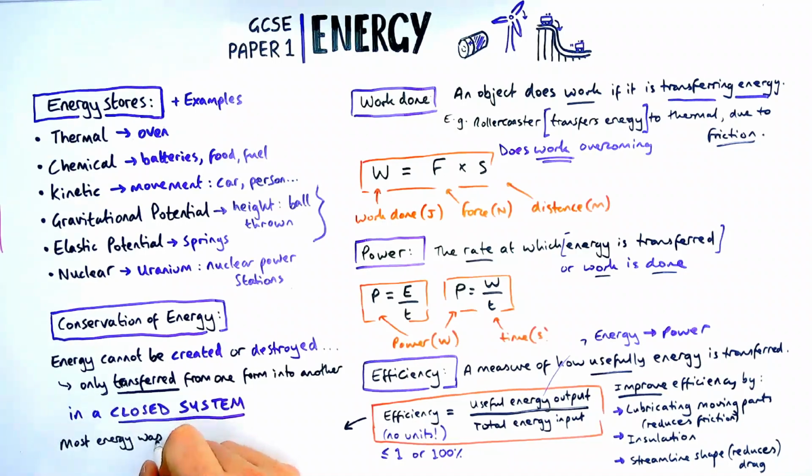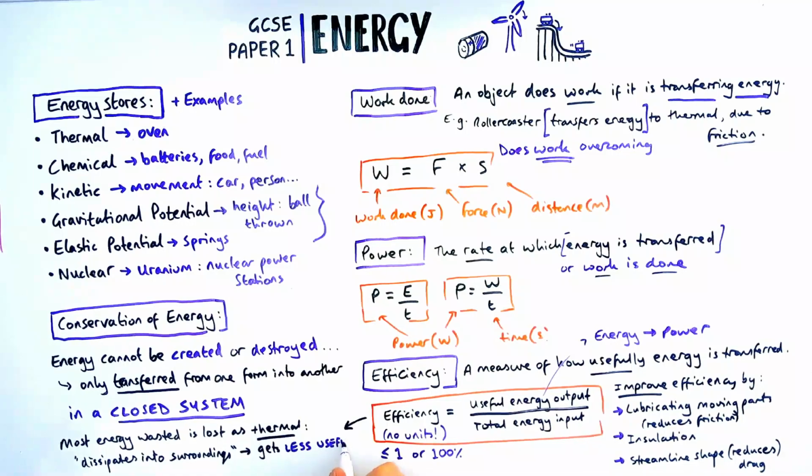Overall, most energy is lost due to thermal energy. A good phrase to learn is that it dissipates into the surroundings. As this happens, it gets less and less useful the more it is transferred.